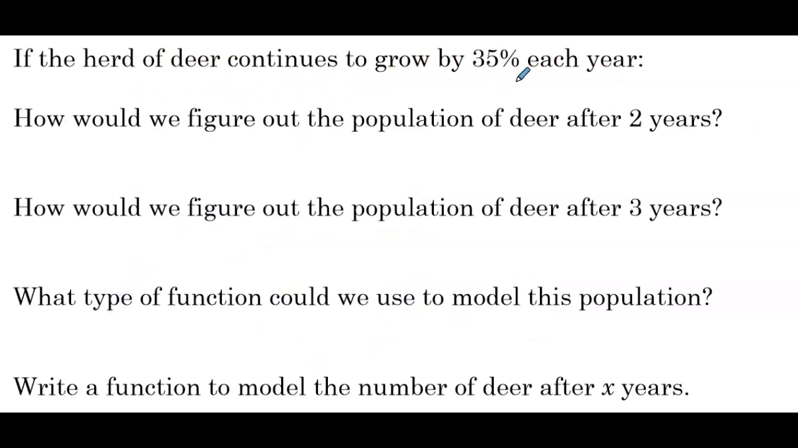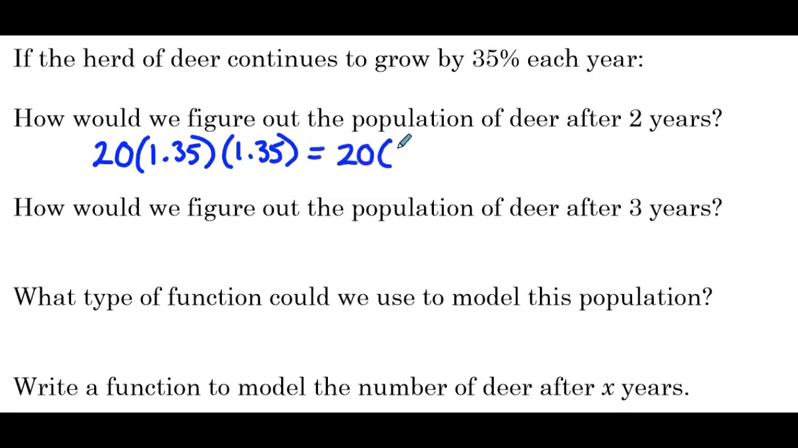If the herd of deer continues to grow by 35% each year, how would we figure out the population of deer after 2 years? Okay, well, start with the 20 deer. To get after the first year, we multiply it by 1.35. We get the 27. Then we're going to take that and multiply by 1.35 again. Right, so we have repeated multiplication. We can condense this nicely as 20 times 1.35 to the second. Now some of you are probably wondering, why didn't I just do 27 times 1.35? And we could have. That would have answered this question.